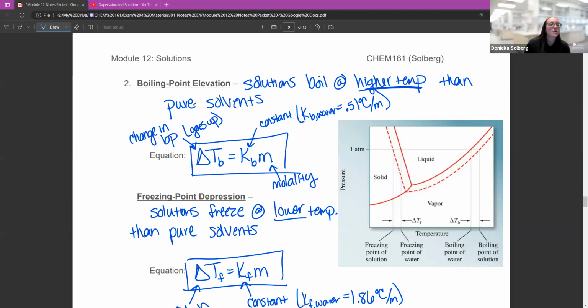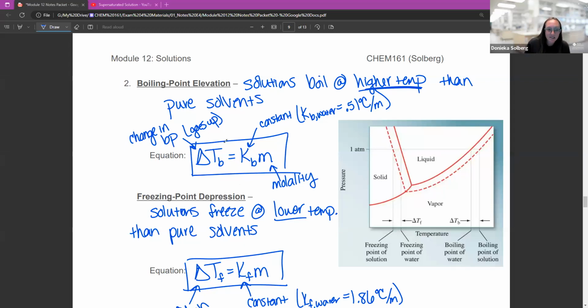All right, so boiling point elevation. Solutions will boil at a higher temperature than pure solvents. So anytime you start dissolving stuff, it'll boil at a higher temperature. Freezing point depression: solutions freeze at a lower temperature than pure solvents, okay? So the way that we calculate how that boiling point or freezing point is going to change is by this equation here.